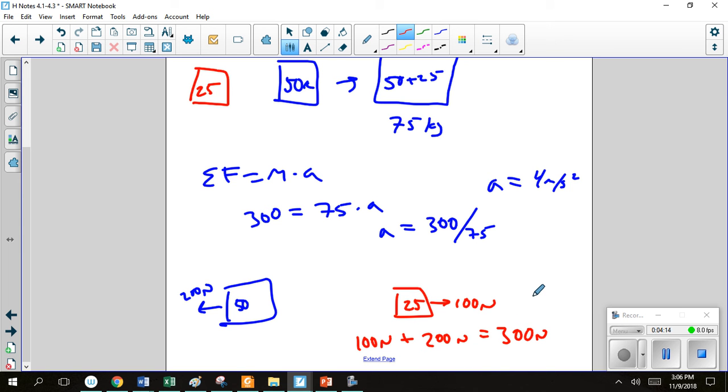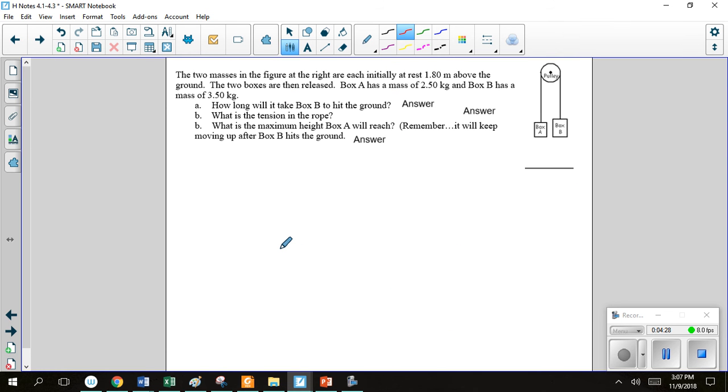The other thing we could do is take this 25 and that 100 newtons, divide it, and see if that comes out to 4, and it does. So we're good that way. This next one is a little bit more tricky.